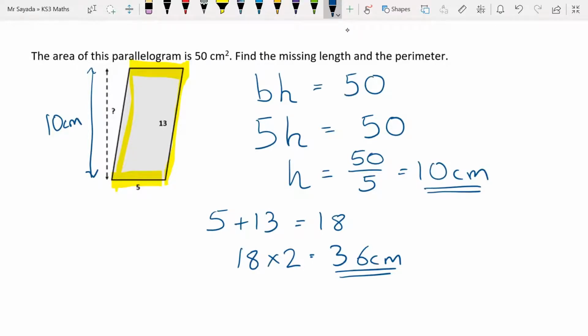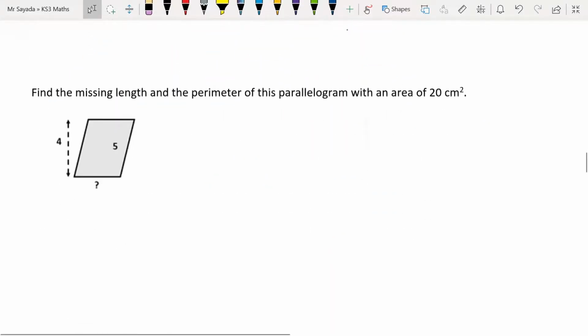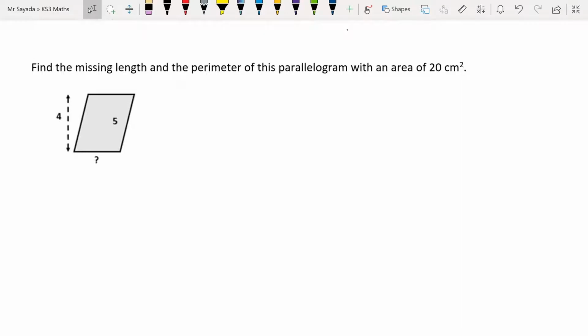Let's do a similar example together. Pause the video to read this question. You can have a go as well. Press play once you're done. You should have now read this question. You may have had a go at it as well.